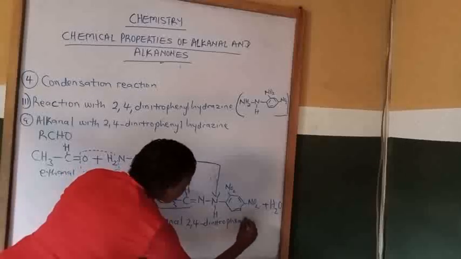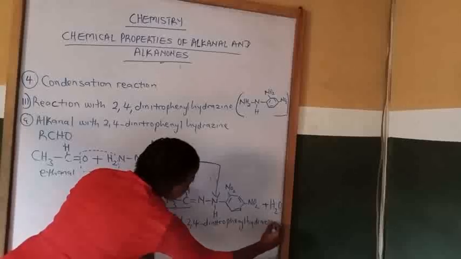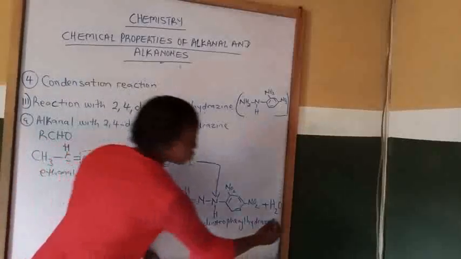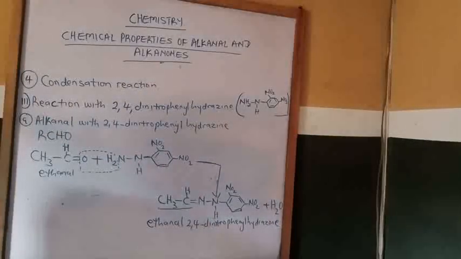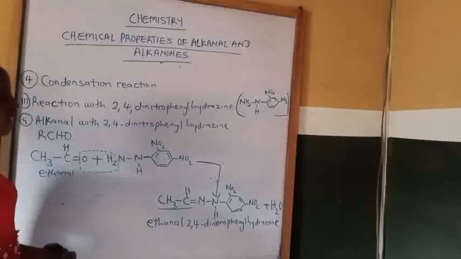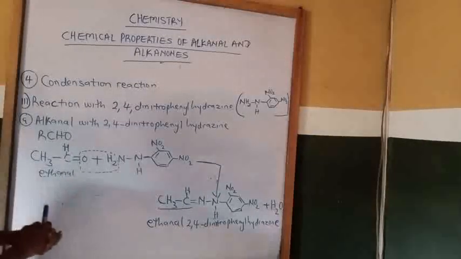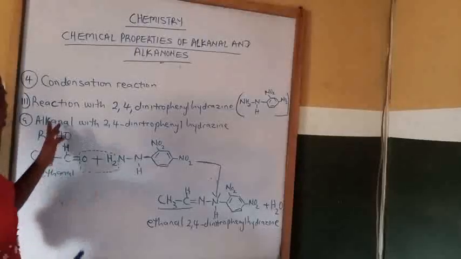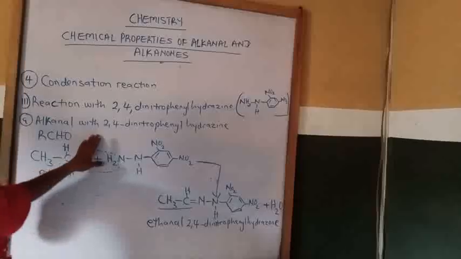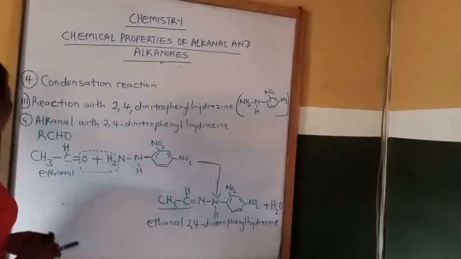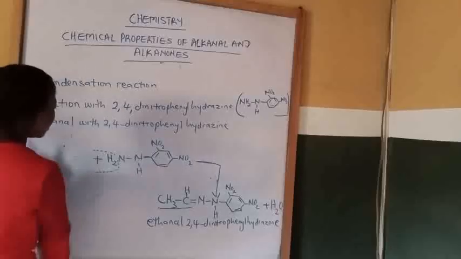2,4-dinitrovinyl hydrazone. So that is the name of the product form. Ethanal 2,4-dinitrovinyl hydrazone. So let's move to the second part of this chemical reaction. So the second part will be reaction between 2,4-dinitrovinyl hydrazine and what? An alkanone. Reaction between alkanone and 2,4-dinitrovinyl hydrazine.